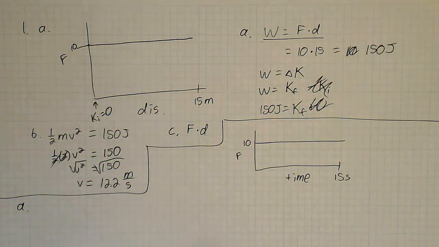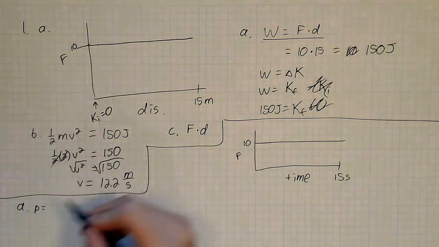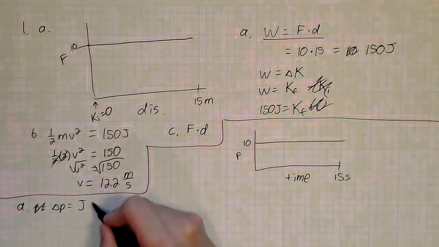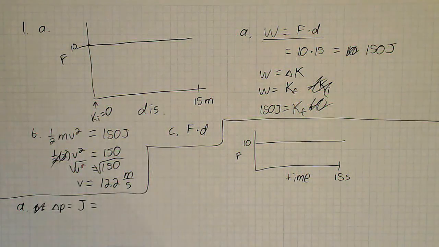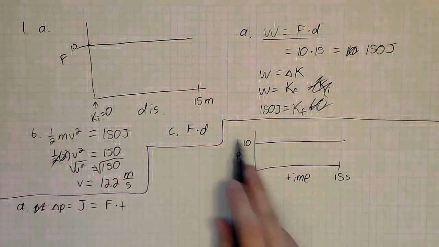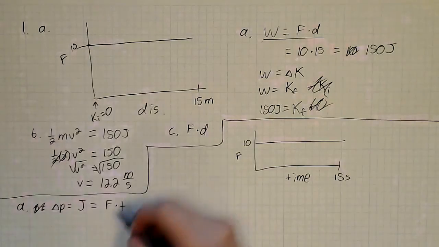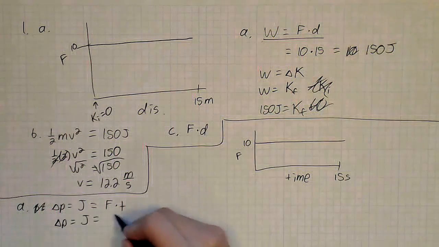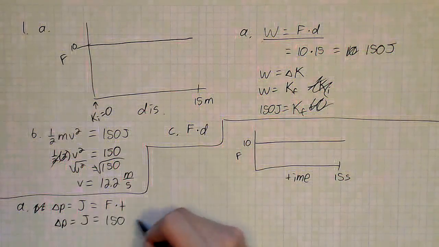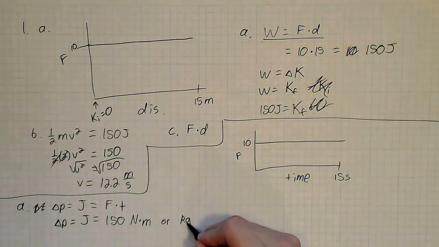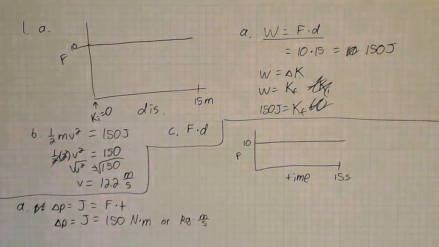Okay, so we know that the change in momentum, which is impulse, which is defined with a capital J, is equal to force times time. And again, they've given us a force of 10 newtons through a time interval of 15 seconds, so our impulse, or our change in momentum, over this time interval is going to be equal to 150 newton meters, or kilograms times meters per second. These are the same units, this is just a different way of writing them.